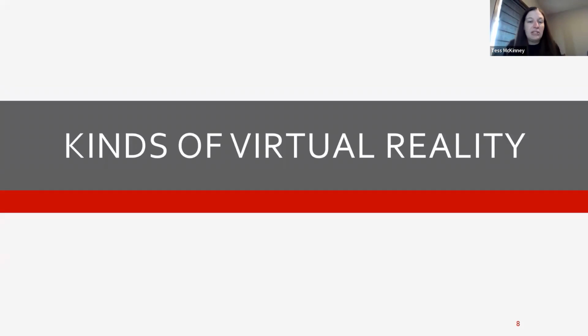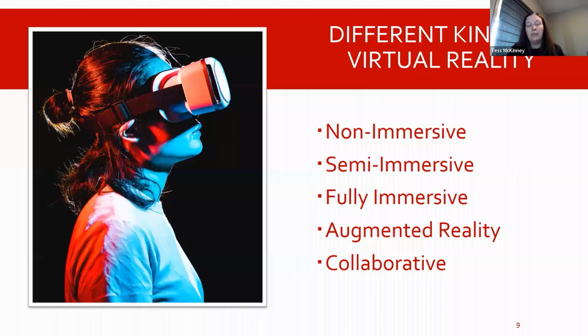Next, I'll talk about kinds of virtual reality. There are 5 different kinds that you need to be aware of for simulations. Non-immersive, semi-immersive, fully immersive, augmented reality, and collaborative. And I'll go over each.